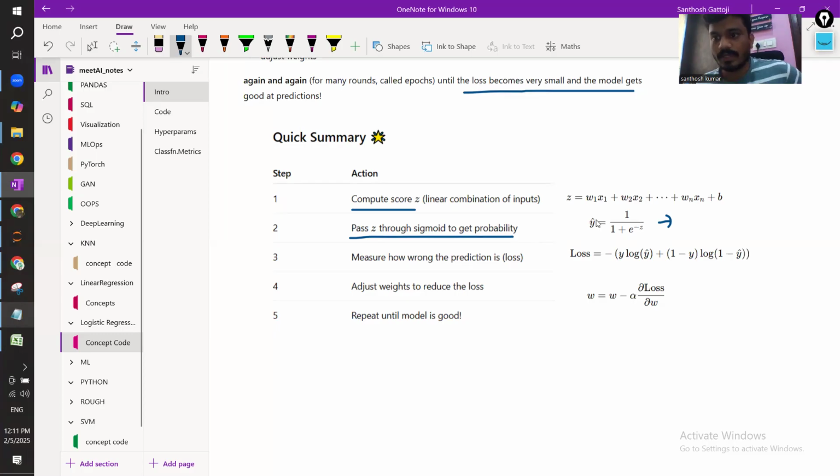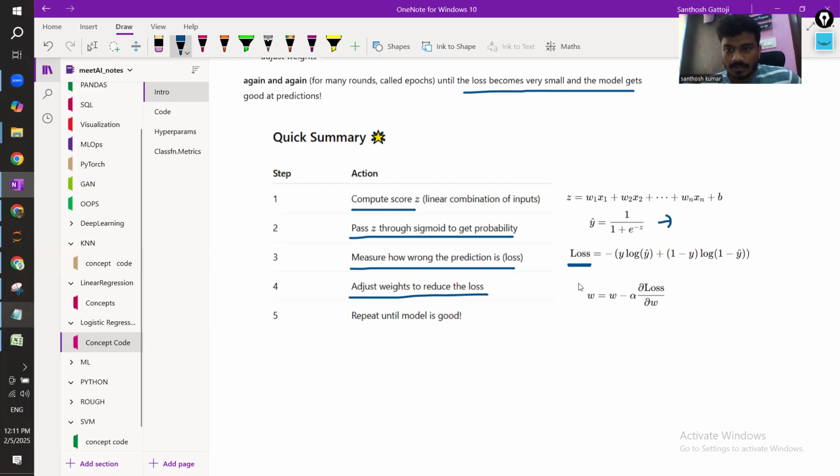Now measure how wrong the probability is. That means loss. Loss is what? Minus y into log of this probability plus 1 minus y into log of 1 minus this probability. From here you will get loss. Here you only got predictions, but based upon the prediction, you don't know whether there could be maximum misclassifications or in the best case no misclassifications. That's why you will use this loss.